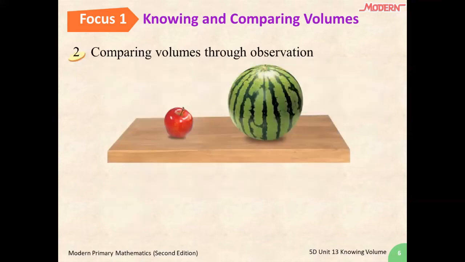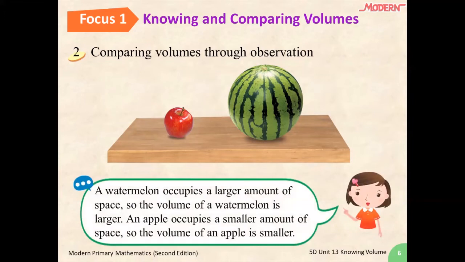If you take a look at the two fruits, you can see that the watermelon occupies a larger amount of space when compared to the apple. Therefore, the volume of the watermelon is larger than the apple, and the apple has a smaller volume than the watermelon.